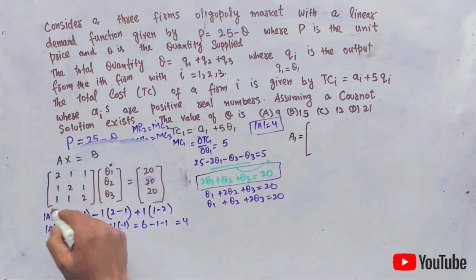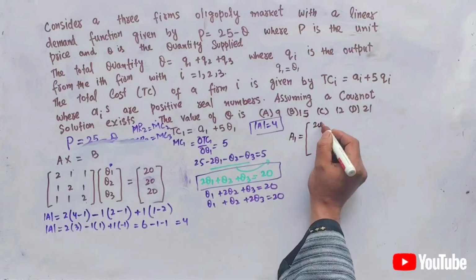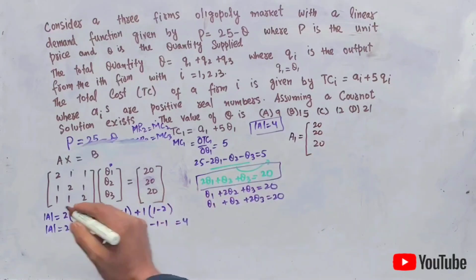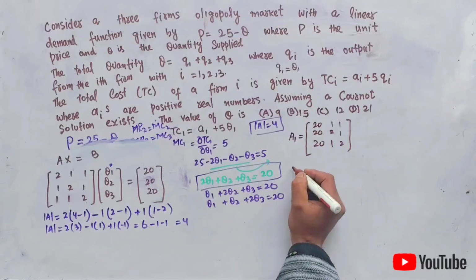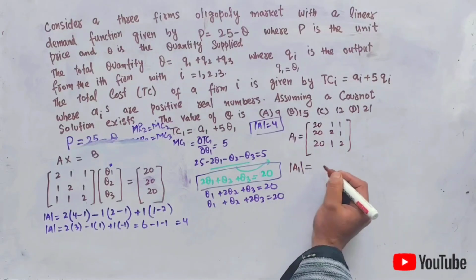So in place of 2 1 1, we write 20 20 20. Then we have 1 2 1 and 1 2 1 and 1 1 2. Then we take its determinant. Okay, so A1. Let's take its determinant.